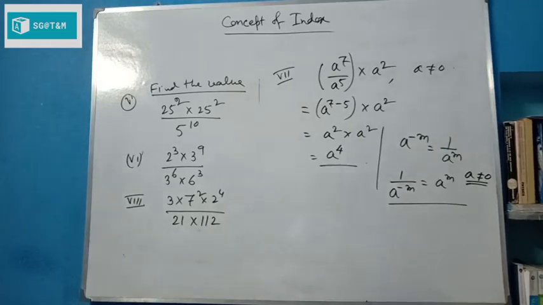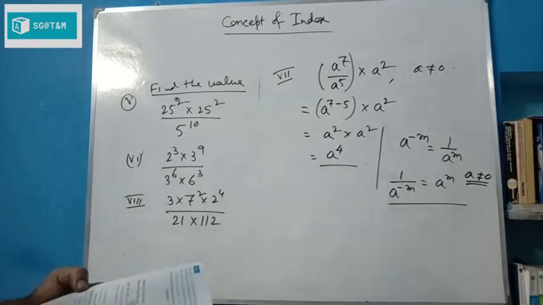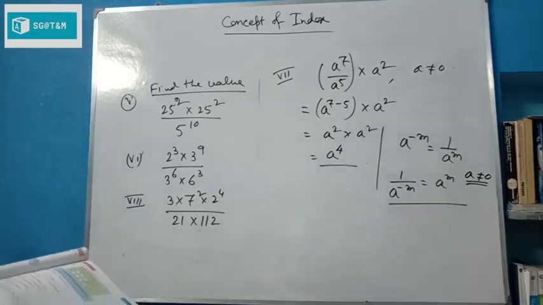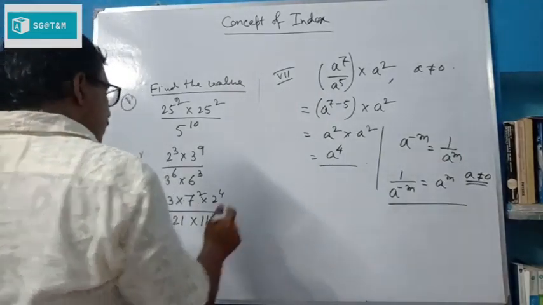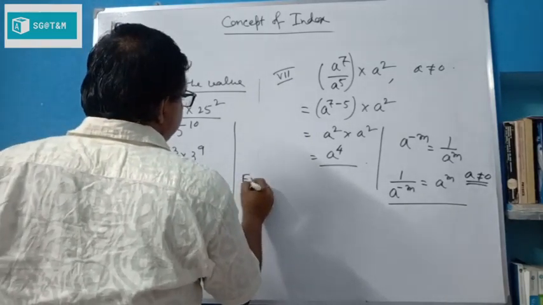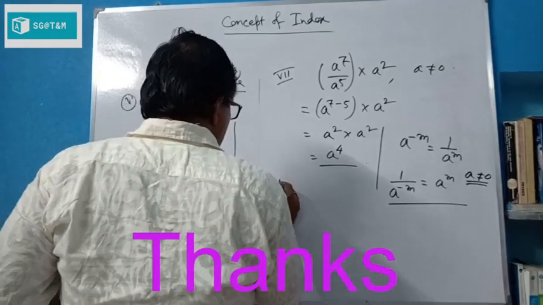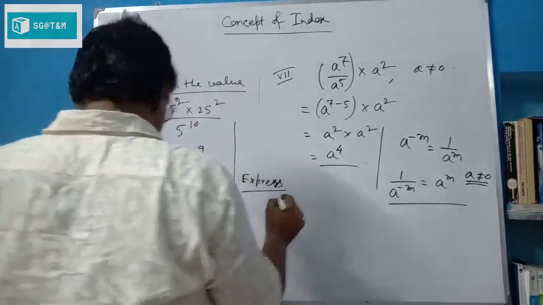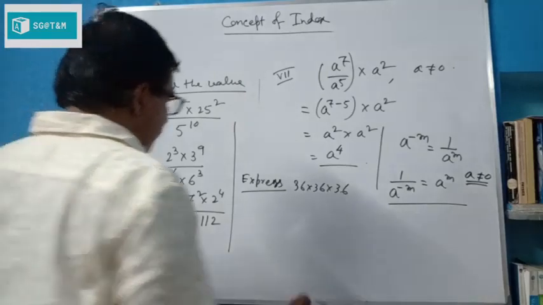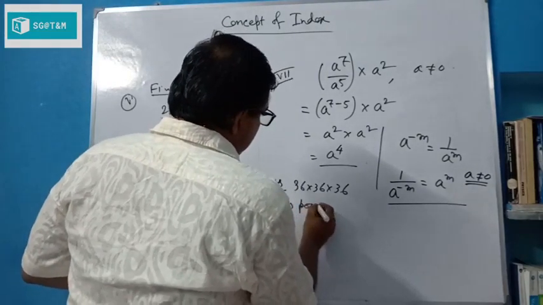Okay, try to solve this problem and send it to me within 10 minutes. I give 3 problems, I give another problem also. 4 problems already done in this time. Express 36 into 36 into 36 as power of 6.